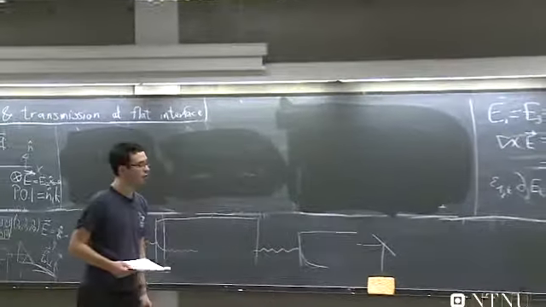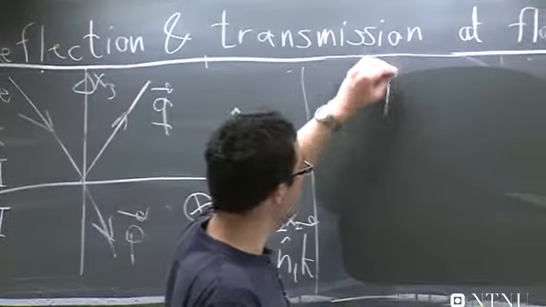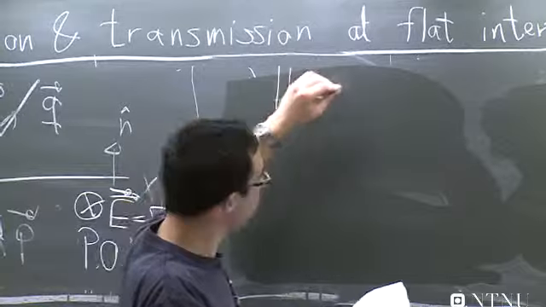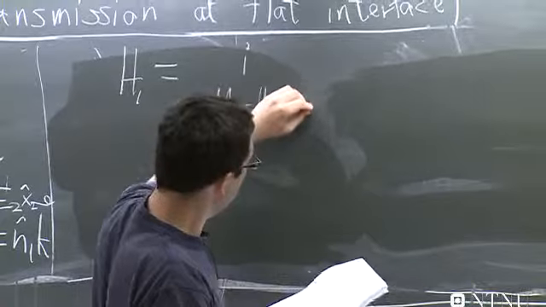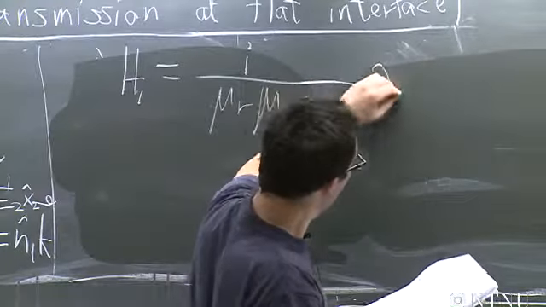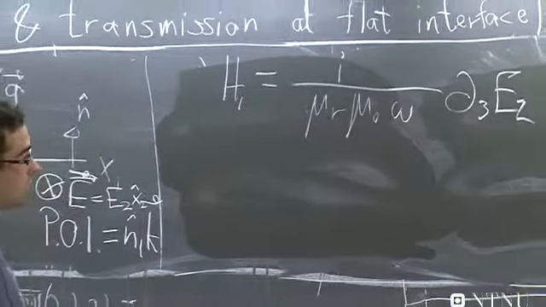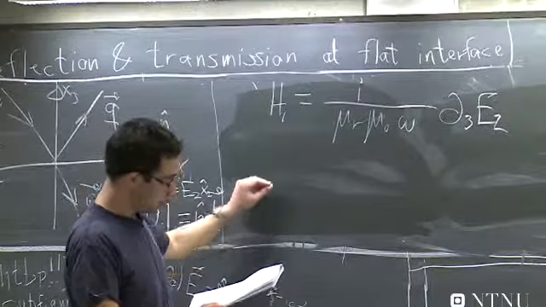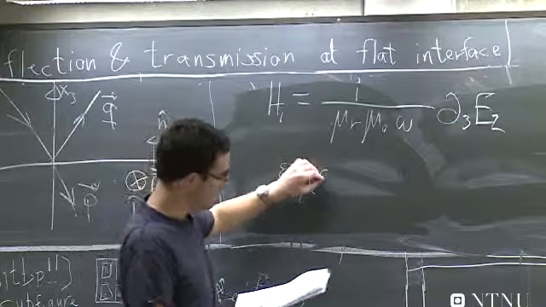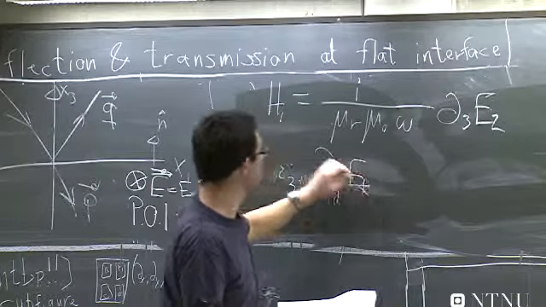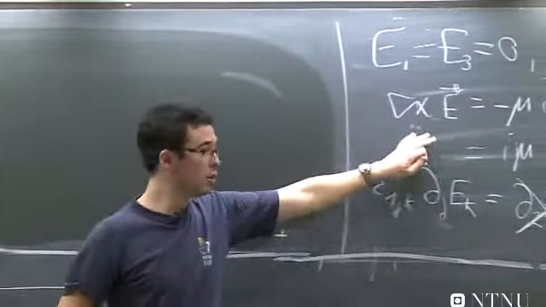Okay, so we set the left-hand side first component equal to the first component of the right-hand side. And we get that H1 is equal to i over mu r mu naught omega d3 E2. And we also get, equivalently, epsilon 3jk dj Ek. That's the third component of H, or the third component of this curl, but it's going to give us an H.